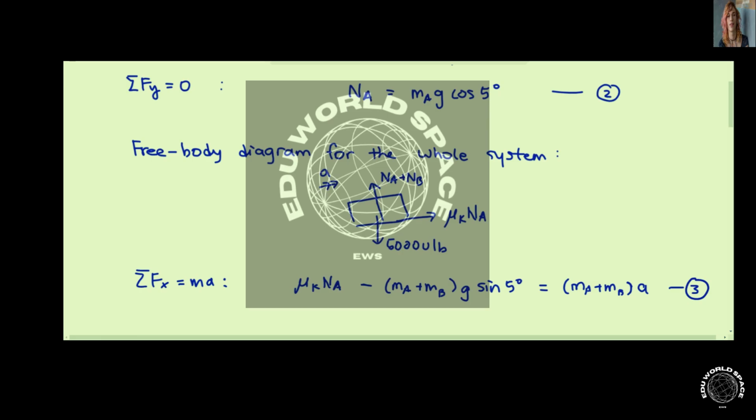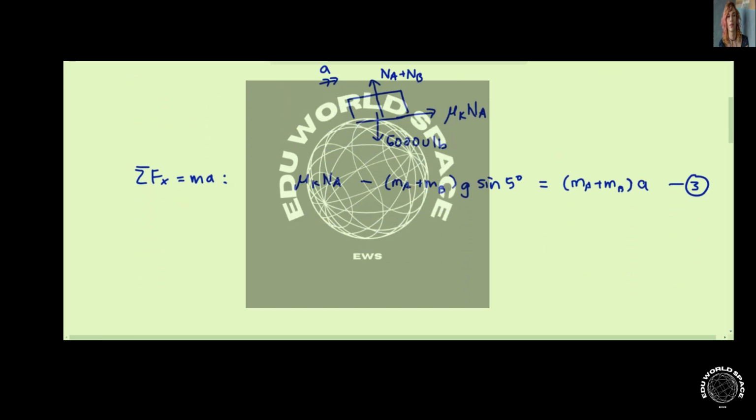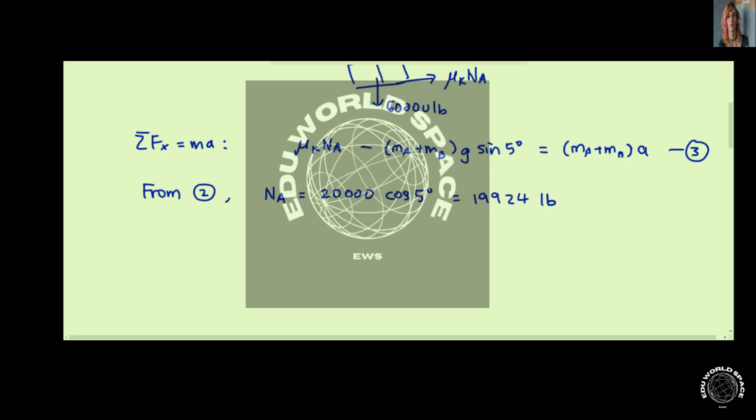So first we can find the acceleration of the system. From equation 2, NA is 20,000 times cosine 5 degrees, and this is 19,924 pounds. So you can substitute that into equation 3.